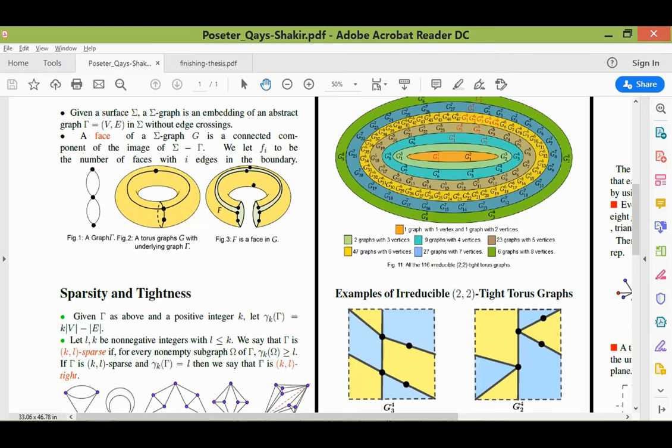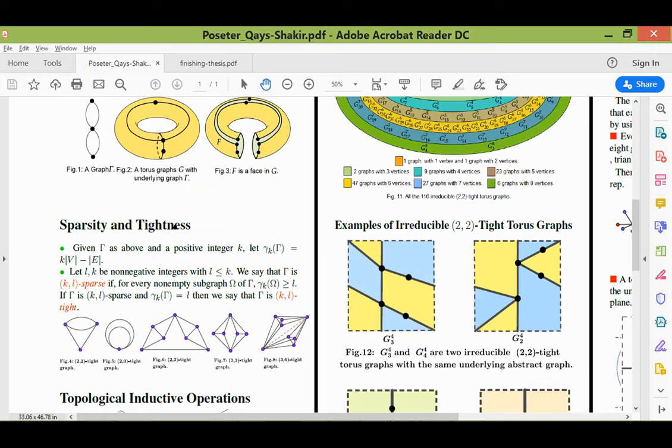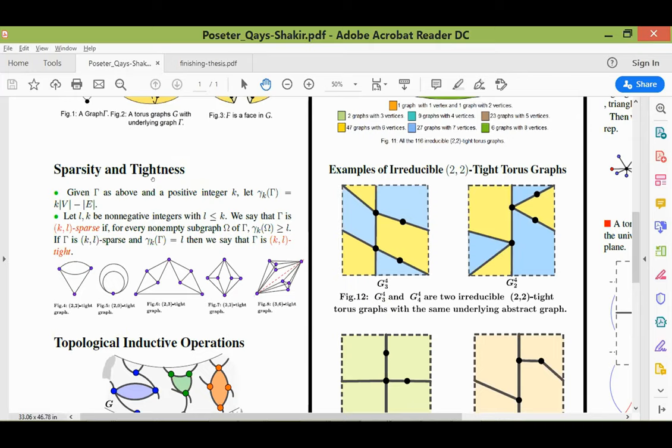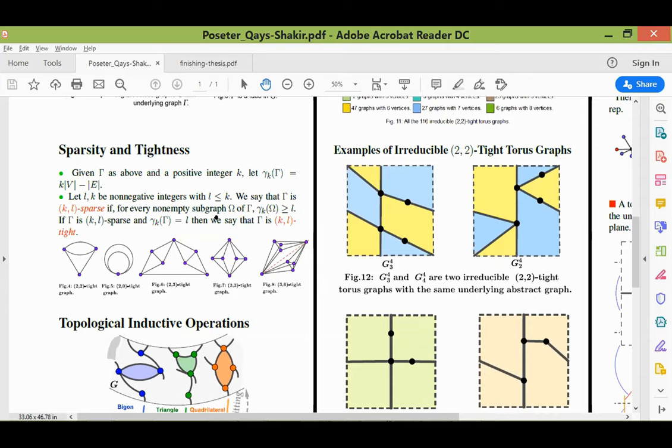Now, I would like to build a class of graphs, especially these graphs called sparse and tight graphs. So let's learn something about this kind of graphs. Suppose I have a graph called big gamma here, and I have a positive integer, say k. We define this function, gamma sub k of big gamma, which is equal to k times the number of vertices of the graph gamma minus the number of edges of this graph. Let's define the sparsity of a graph. Suppose I have k, l non-negative integers such that l is less than or equal to k.